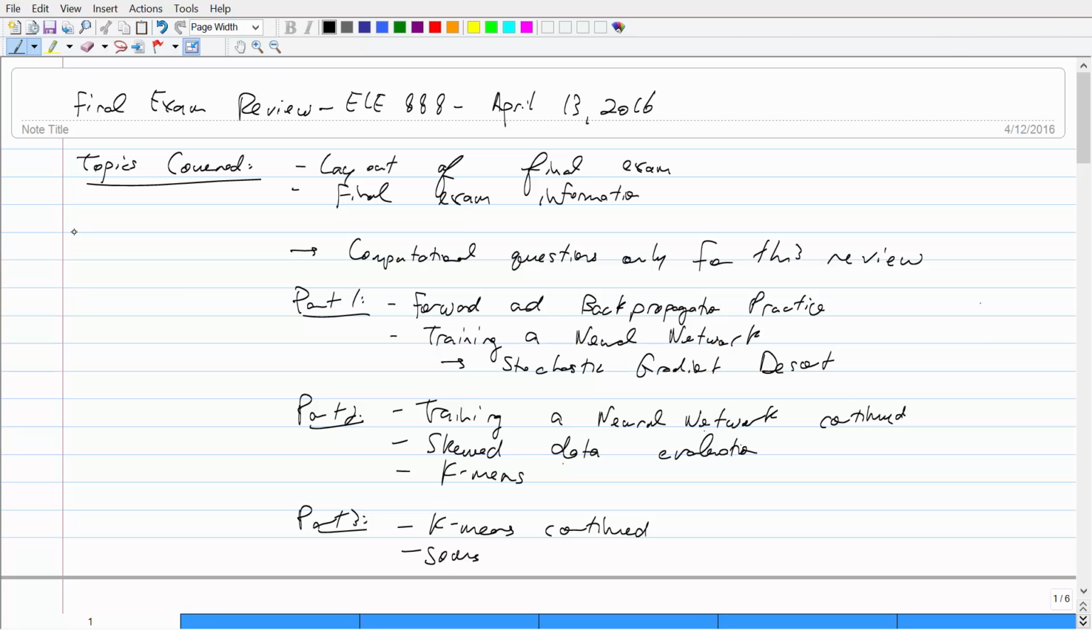First part is just talking about neural network training, so doing forward and backward propagation, stochastic gradient descent on training a neural network, and then we'll get on to calculating k-means, skew data evaluation, just a very simple example, and then we'll get on to self-organizing maps for the last part of the review.